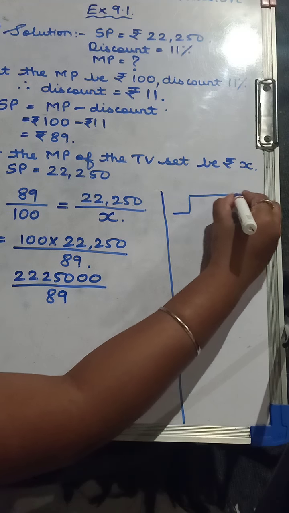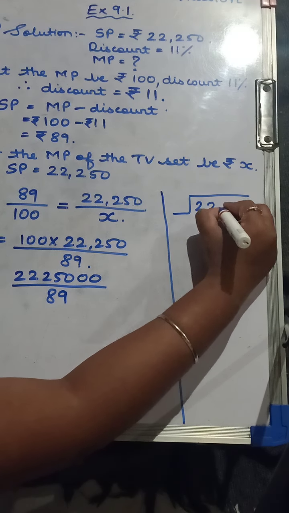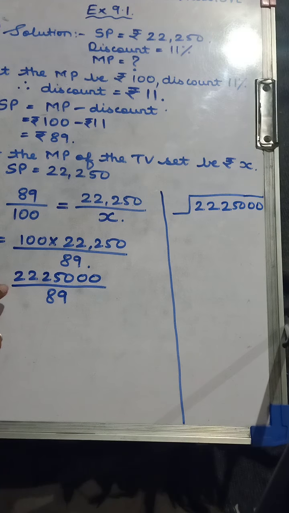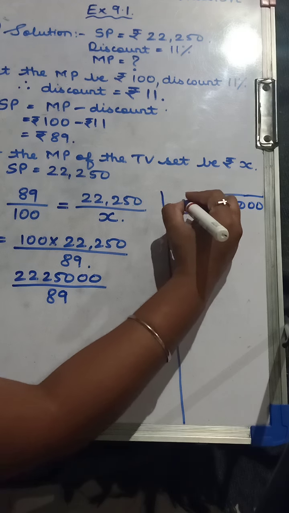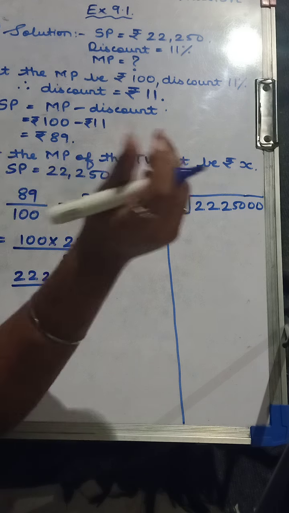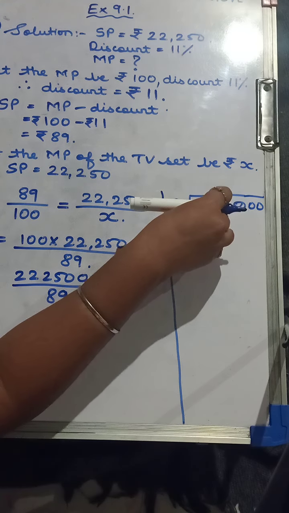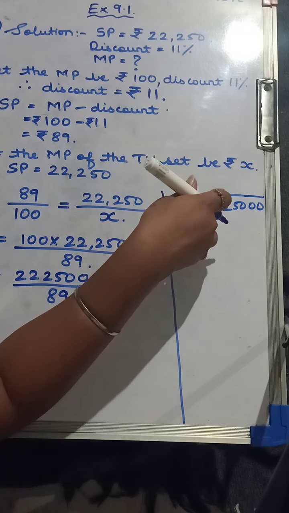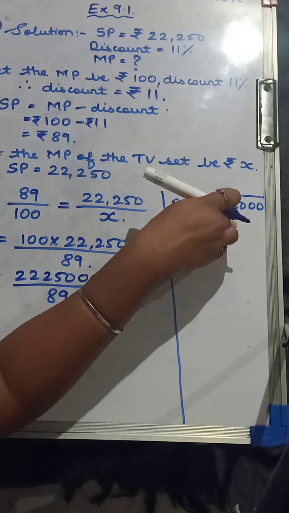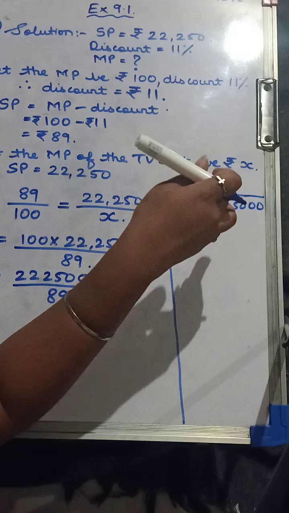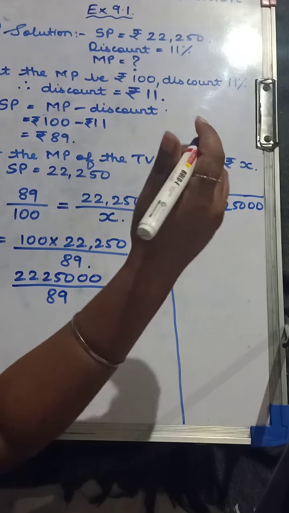So we'll take the rough work here. That is 22,250 plus 2 more zeros, that is multiplied by 100 here. So now we are going to take 89. Once we take 89 here, we cannot take the first two digits because the first two digits are 22. 22 is very small than 89. So we are going to take three digits here, that is, we are going to take 222.